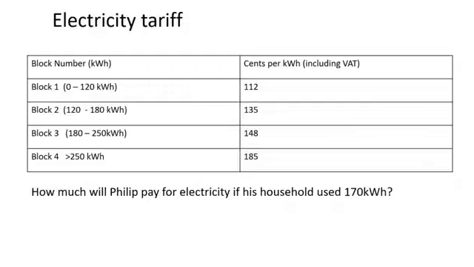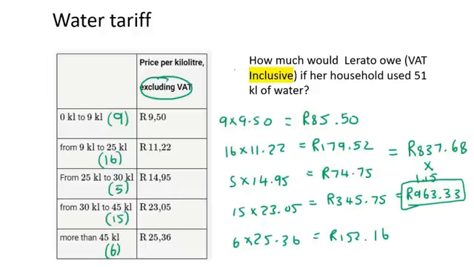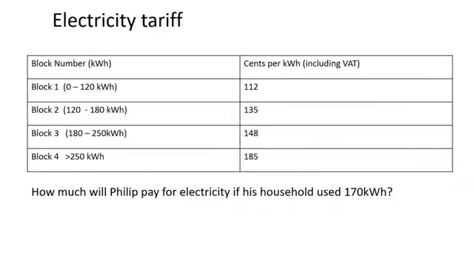Let's move on to electricity. Electricity is pretty much exactly the same. It's just that we don't use kiloliters, we use kilowatt hours. You must always read this carefully. This one includes VAT, but this isn't Rand per kiloliter. Now it's cents per kilowatt hour. You're also going to go through the different categories like we did with water.